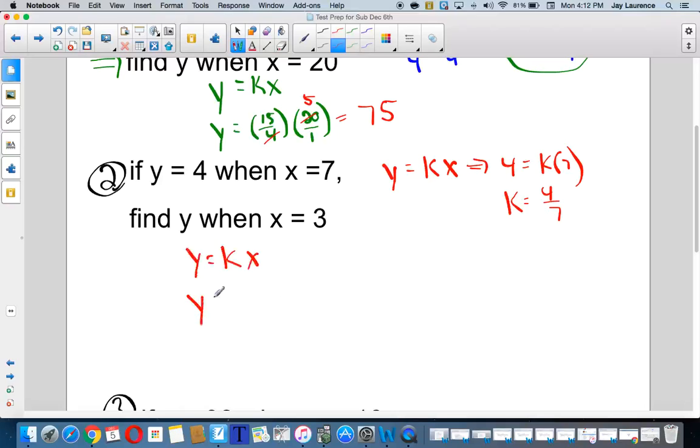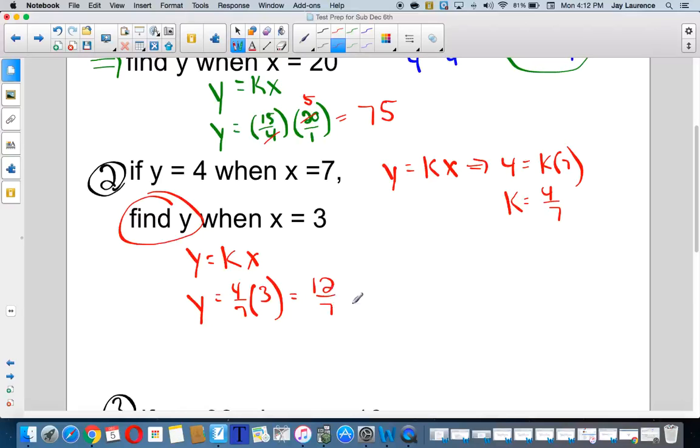I'm looking for y. How do I know I'm looking for y? Because it says find y. k is going to be 4 sevenths, and then x is 3. So if I multiply that out, I get 12 sevenths. There's my value of y.